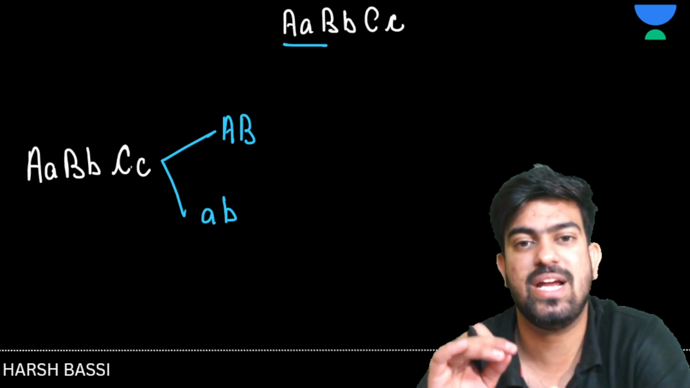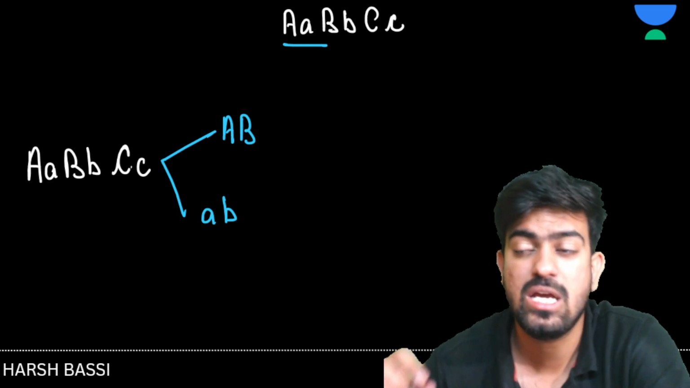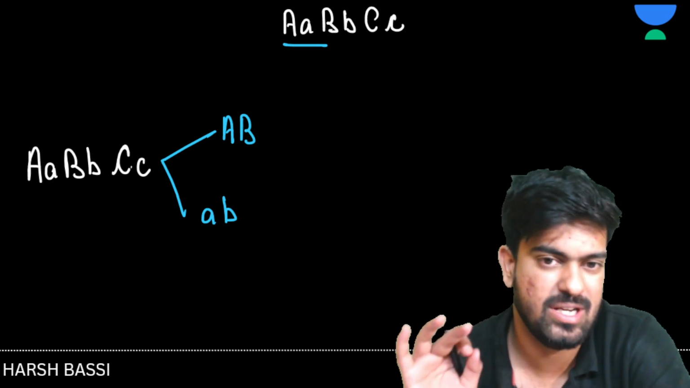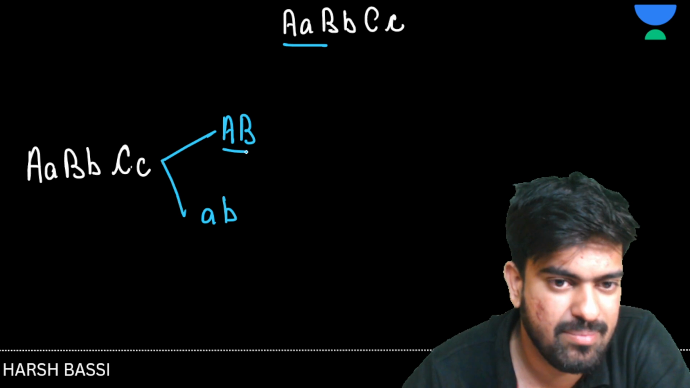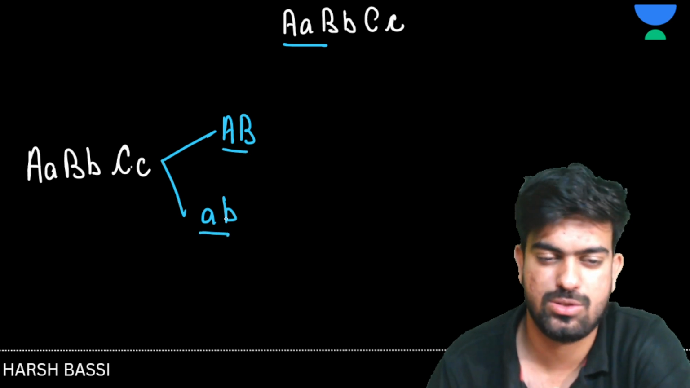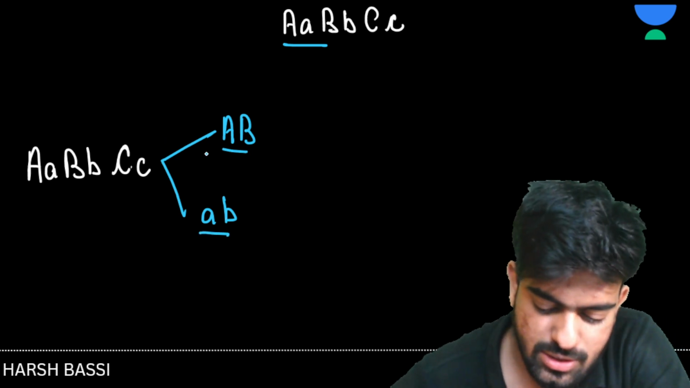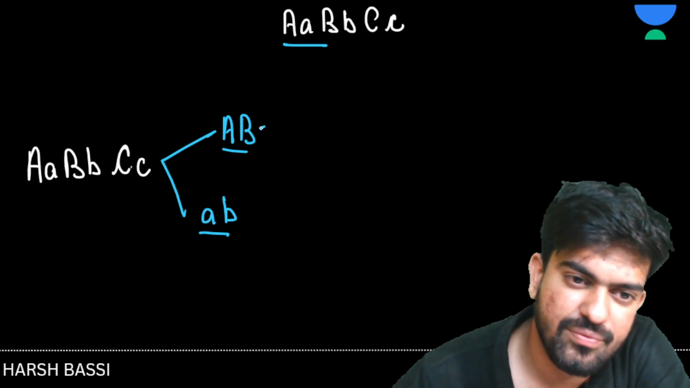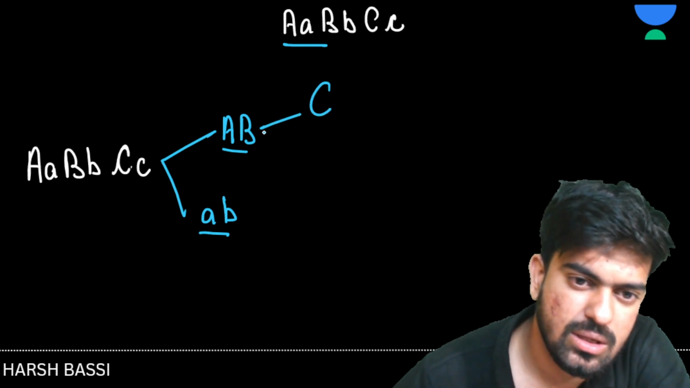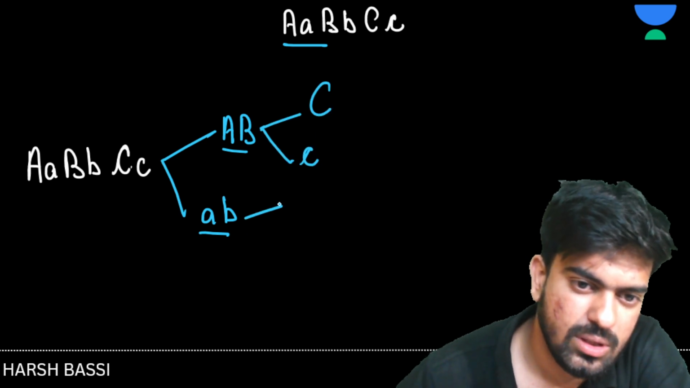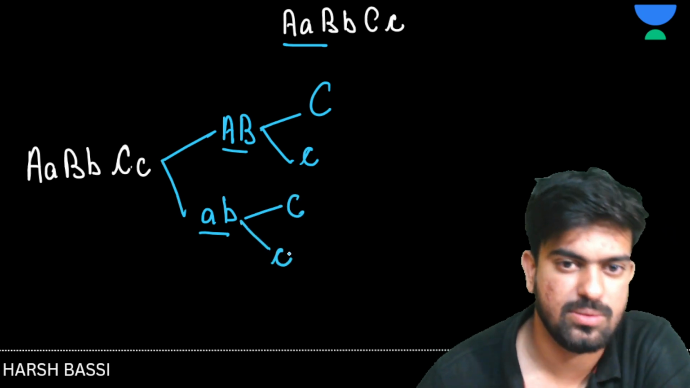They will go inside the gametes as it is, like A and B will not be separated at all. So we have written A and B like this and A and B like this. Okay, great, sir. Next, what? Next we have capital C and small c, capital C and small c.